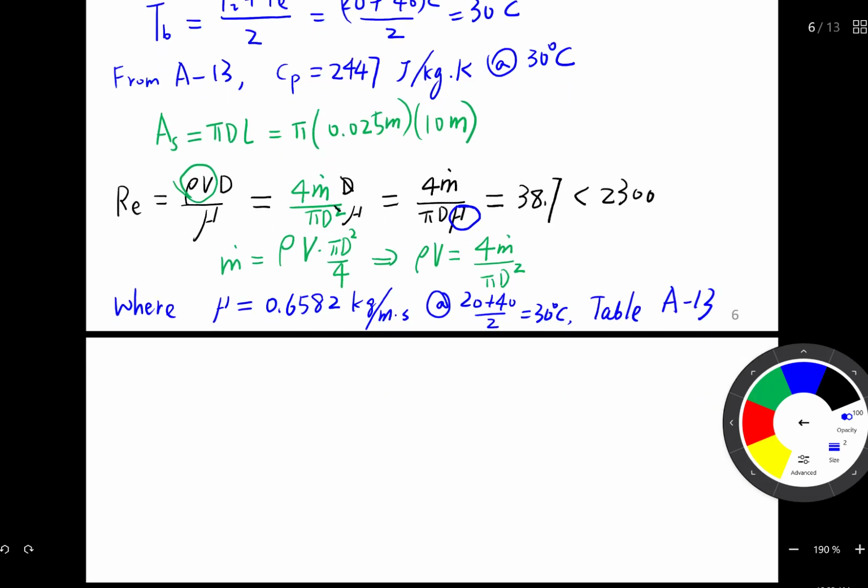So now we have decided it's laminar flow. Then we need to decide if it's hydrodynamically developed or developing, and thermally developed or developing. So now we need to compute the hydrodynamic entry length and the thermal entry length. First, the hydrodynamic entry length. Since it's laminar flow, we should use this equation.